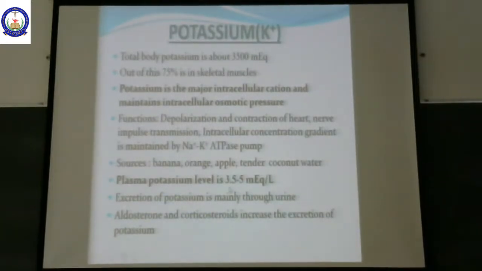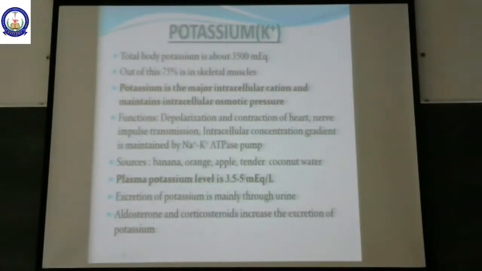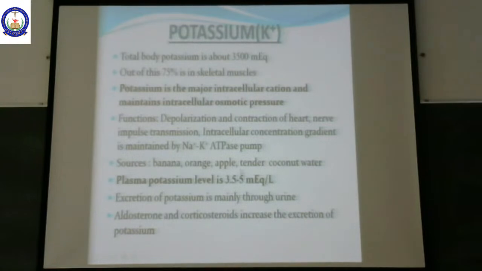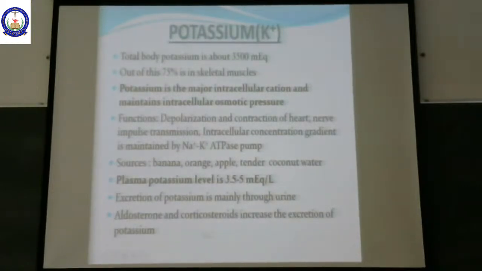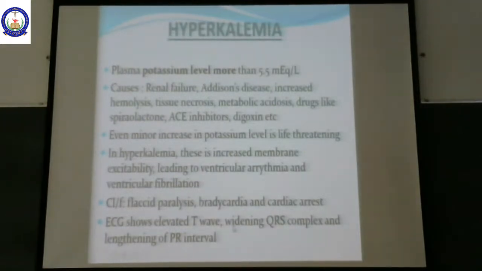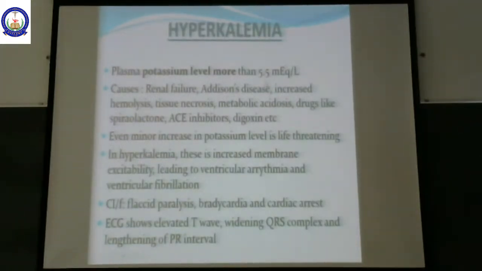The normal level is 3.5 to 5 milliequivalents per liter. Since this has a major effect on the heart, any changes in these values should be immediately brought to the notice of the higher-ups. Excretion of potassium is mainly through urine, and aldosterone increases its excretion. What is hyperkalemia? Any level more than 5.5 milliequivalents is hyperkalemia. It is caused by renal failure, Addison's disease, hemolysis, and tissue damage.